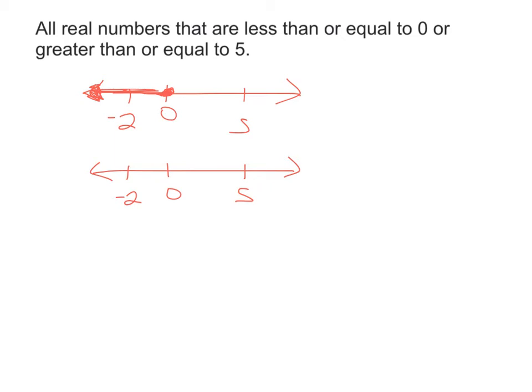So we put a closed circle on 5 as well and go to the right. So together, these do not overlap, okay? So when they don't overlap, we just put both graphs on at once. -2, 0, 5. The one goes to the left, and the other one goes to the right.